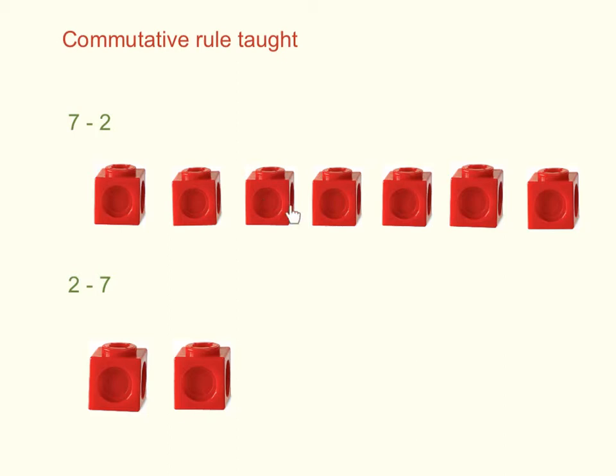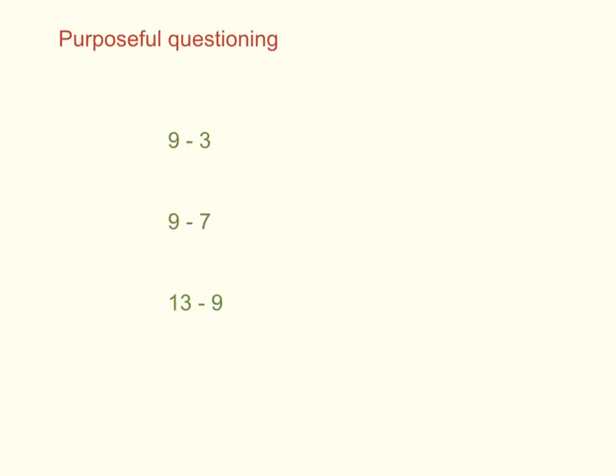You can take 2 from 7, but you can't take 7 from 2. Questions are then written with a clear purpose in mind. 9 subtract 3, I would expect a counting back strategy, whereas 9 subtract 7, I would hope the children would find a difference and count on.